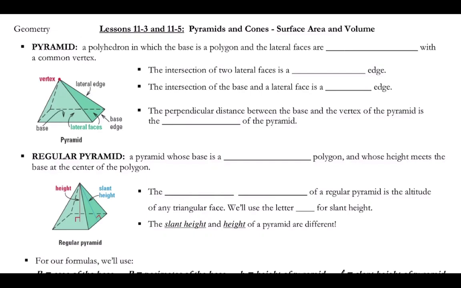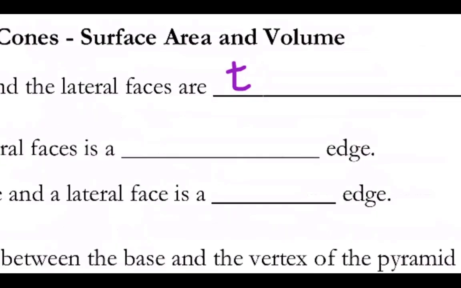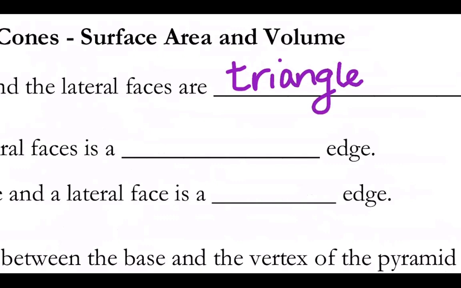This lesson is pyramids and cones, surface area and volume. So first of all, the definition. Pyramid. A pyramid is a polyhedron, that means a 3D shape made up of polygons, in which the base is a polygon and the lateral faces are triangles. The lateral faces are triangles.